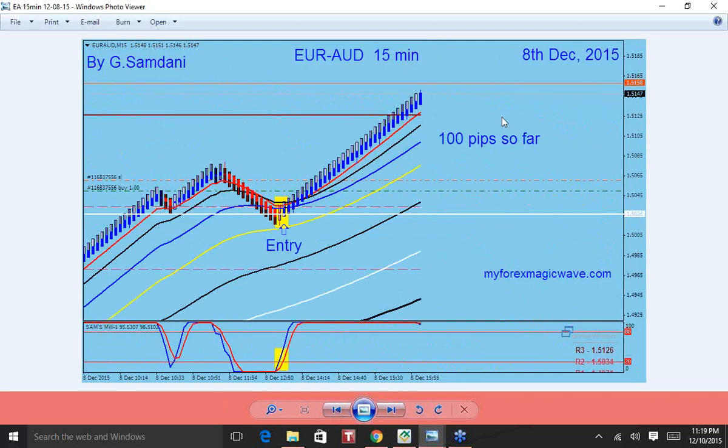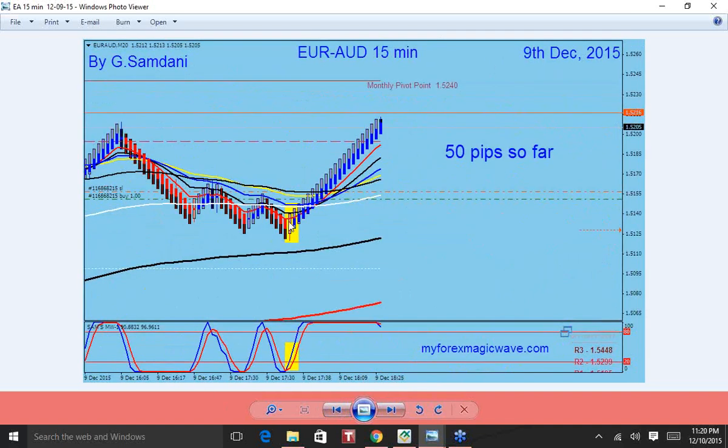Before that was on 8th December. Again, you can see how beautiful this entry is when it was going up, nice and clean. And this is on the 9th. We can see here it came down. Again, there was a SNL level here, and it bounced from there. So it's very easy, very doable. But you need to get my analysis once in a while.